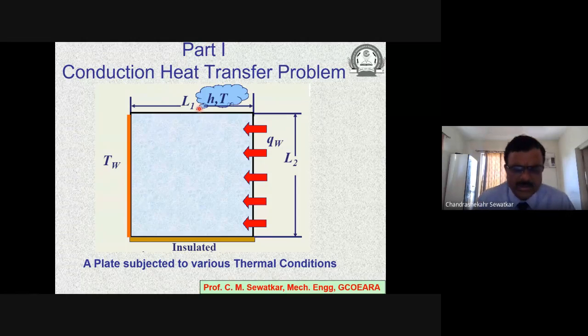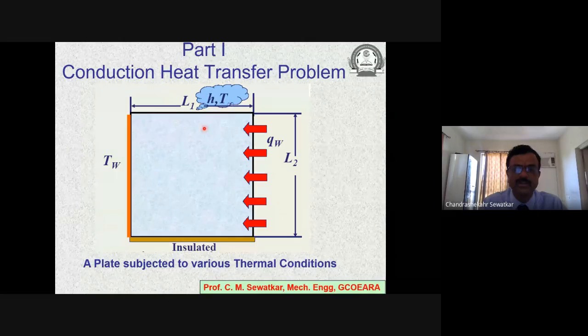So essentially, what I want to communicate is that there is a square plate which itself forms a computational domain. This square plate is subjected to several boundary conditions, and I want to obtain the temperature distribution within this plate.